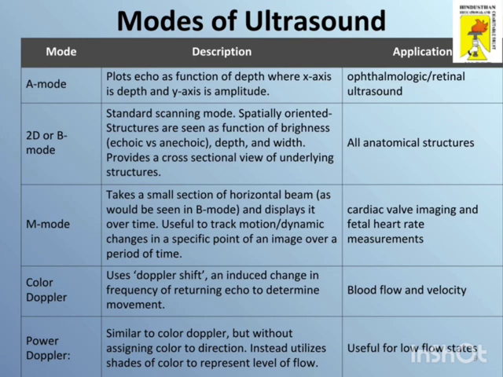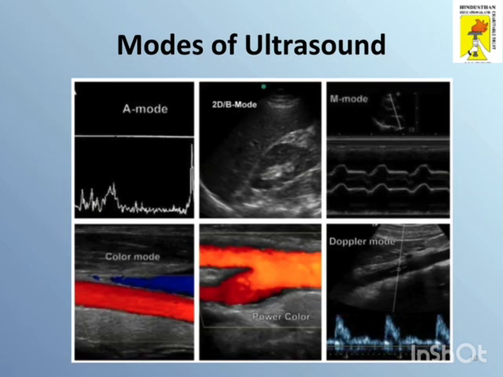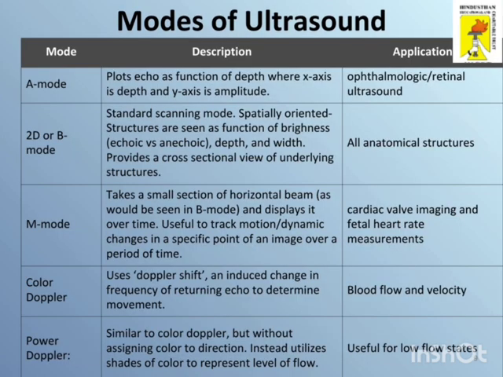Then we have the 2D or B mode. This is the standard method of scanning. The spatially oriented structures are seen as a function of brightness. Depth and width provide a cross-sectional view of the underlying structures. All the anatomical structures can be visualized using this B mode.